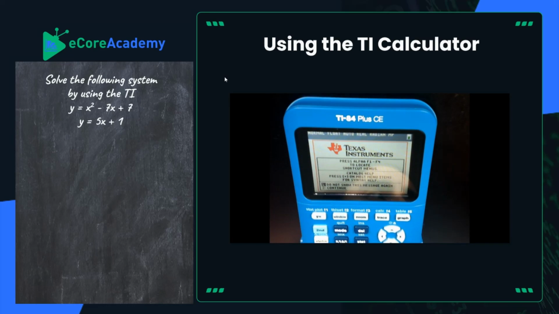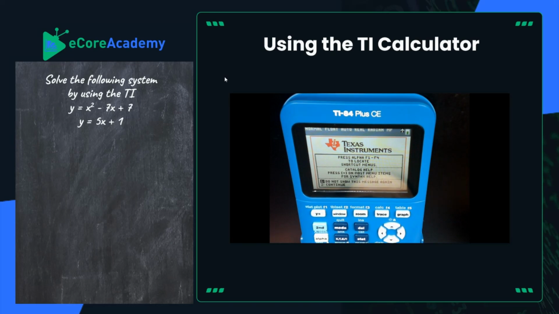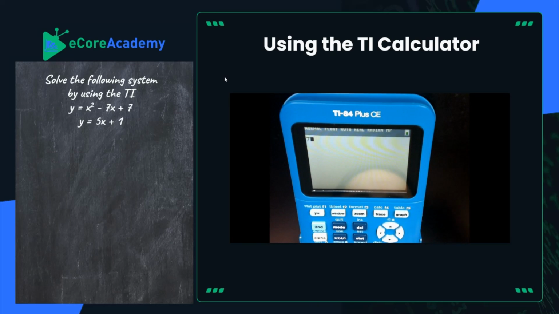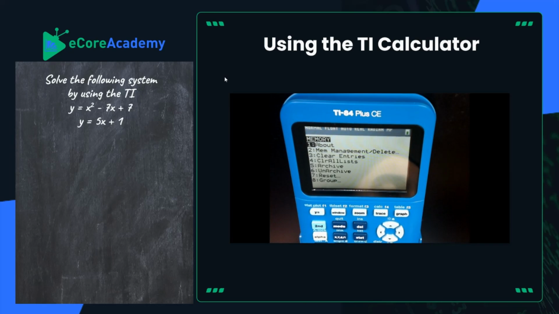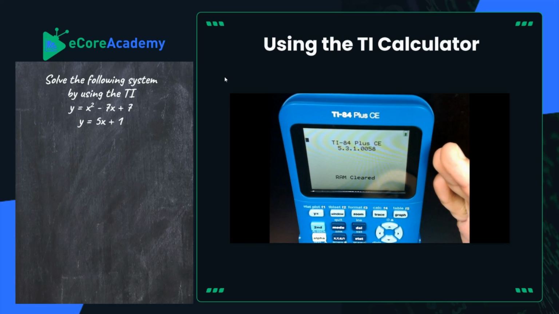So what we're going to do is first we want to clear our calculator. To do that, remember, hit second, then mem, then second mem 7 1 2, and now you've reset your calculator.